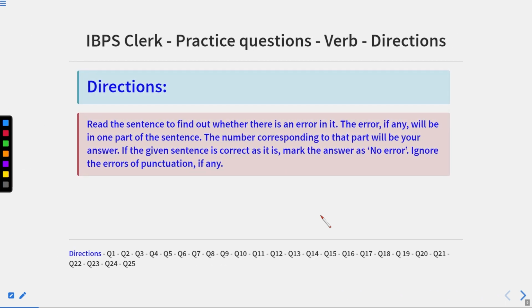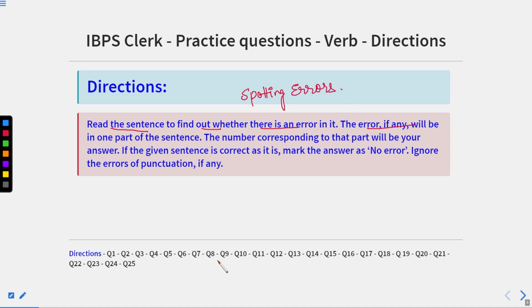Before starting the questions, let us read the directions related to this exercise, so that we get help on how to solve these questions. Read this sentence to find out whether there is an error in it. It means a sentence will be given to us in which some parts have been divided. Now what we have to do is read that sentence carefully and look for the error, that is, which part contains the error, because these are spotting errors based on non-finite verbs. So the error, if any, will be in one part of the sentence.